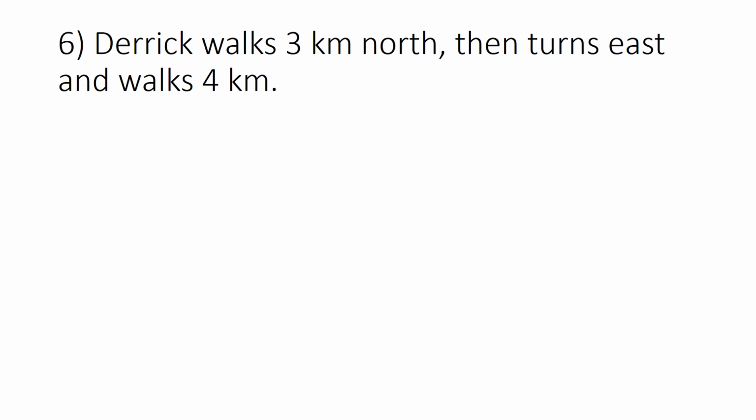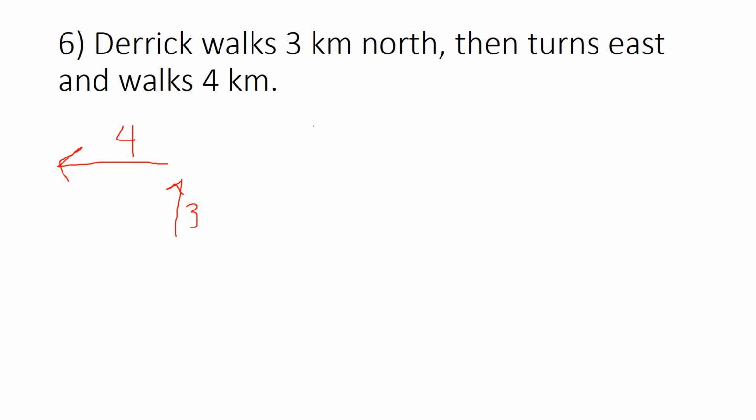All right, moving right along. Derrick walks 3 kilometers north, turns east, walks 4 kilometers south. Don't forget to pause it. Okay, here's your answer. 3 to the north, 4 kilometers to the east. Okay, so I make a right angle, so I know I'm going to use that Pythagorean theorem.